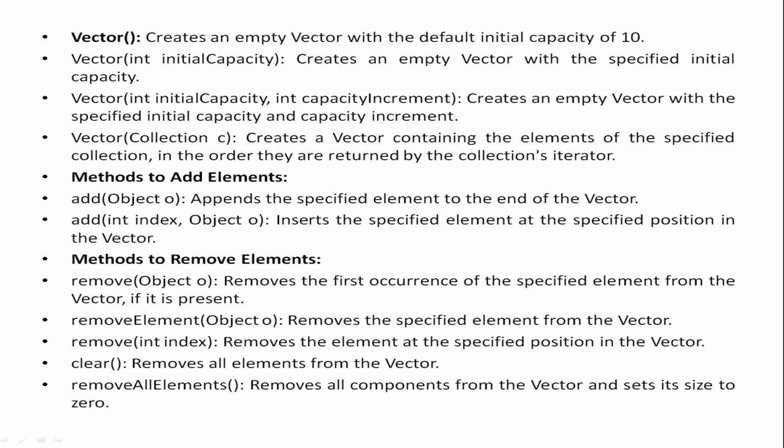Next methods are used to remove the elements. remove(Object o) removes the first occurrence of the specified element from the vector if it is present. Next method is removeElement(Object o). It removes the specified element from the vector. Next, remove(int index). It removes the element at the specified position in the vector.